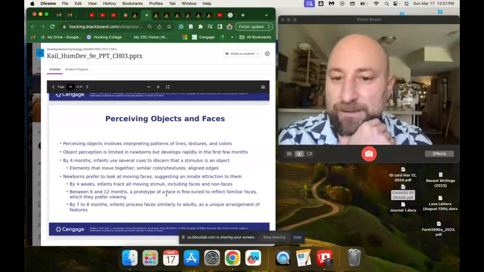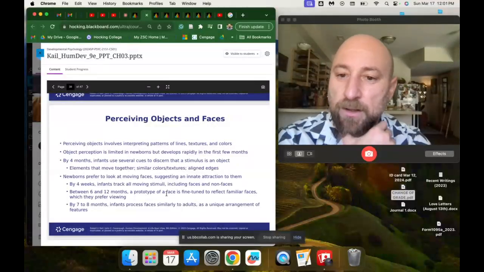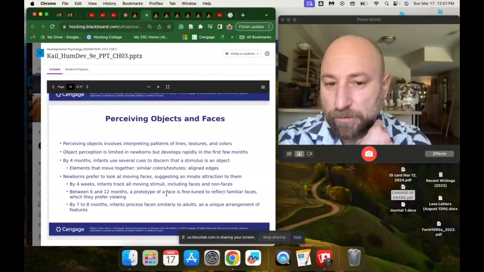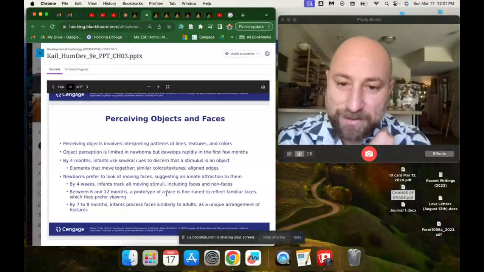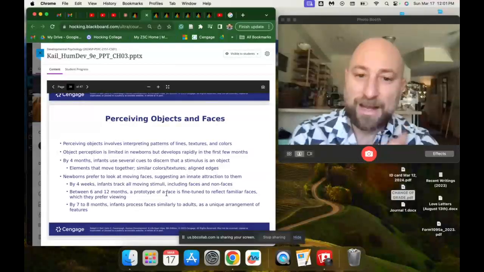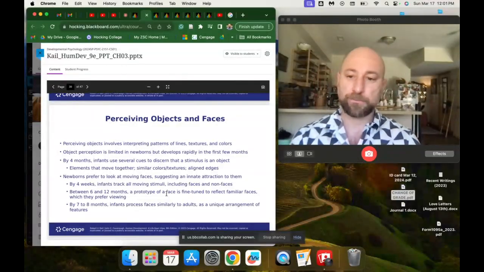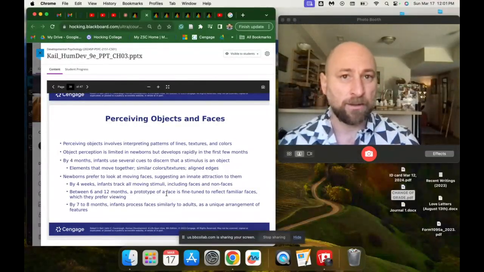Newborns prefer to look at moving faces, suggesting an innate attraction to them. By 4 weeks, infants track all moving stimuli, including faces and non-faces. Between 6 and 12 months, a prototype of a face is fine-tuned to reflect familiar faces, which they prefer viewing. By 7 to 8 months, infants process faces similarly to adults, as a unique arrangement of features. So faces is something that we actually have dedicated parts of our brain specifically for processing.